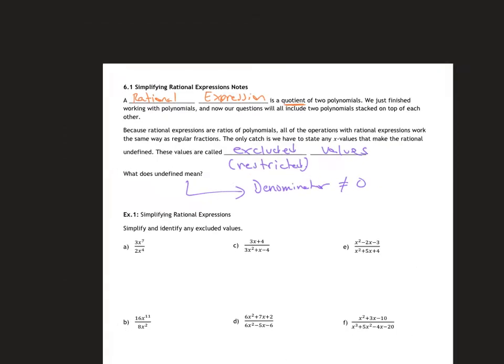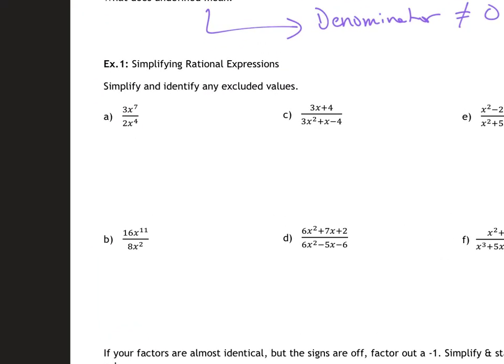All right, so let's look at a few of these. Today we're just going to talk about simplifying, to make sure we understand what's going on. We'll practice these, and then tomorrow we'll get into multiplying and dividing. So here, simplify and identify any excluded value.